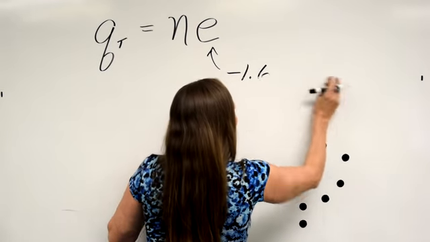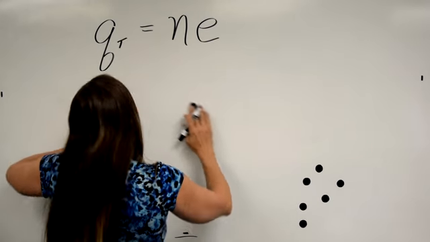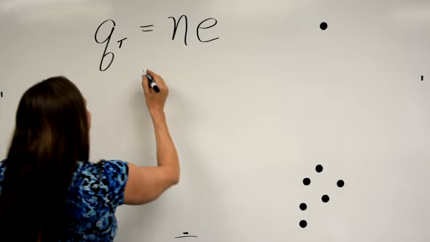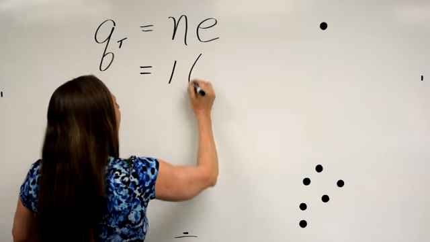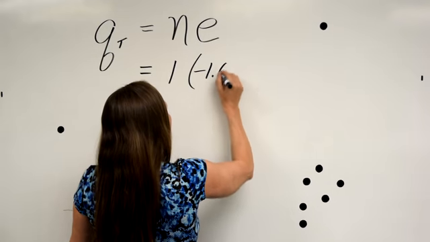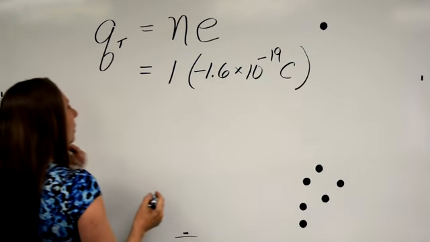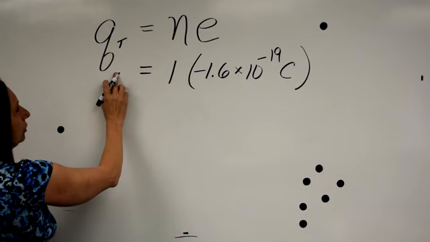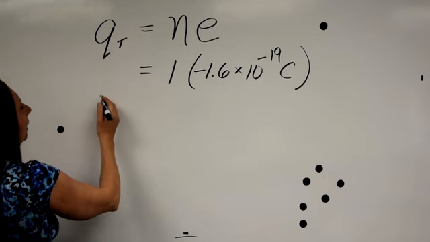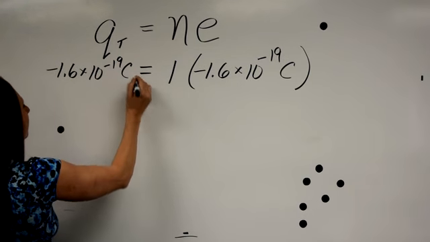So, let's say that we had 1 electron. We'll put him over there. 1 electron, and I want to know how much is the total charge. 1 electron, each electron is negative 1.6 times 10 to the negative 19 coulombs. Okay? So that means the total charge is, and I'm going to erase that a little bit there, negative 1.6 times 10 to the negative 19 coulombs.